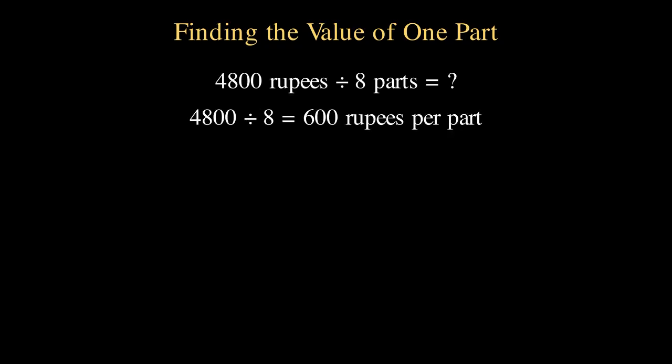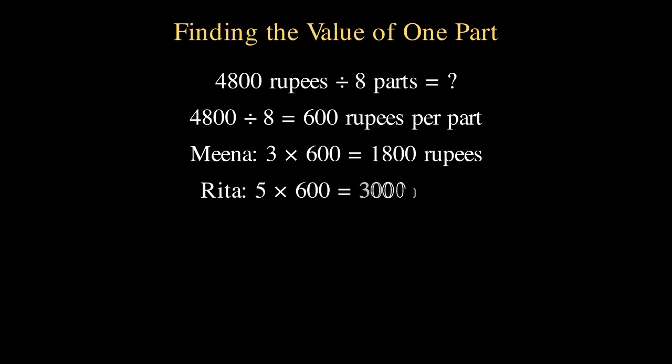4,800 rupees divided by 8 parts gives 600 rupees for every single part. Meena owns 3 of those parts, so her share is 3 times 600 rupees, which is 1,800 rupees. Rita owns 5 of those parts, so her share is 5 times 600 rupees, which is 3,000 rupees. As a check, 1,800 plus 3,000 comes right back to the full 4,800 rupees, so the split is exactly right.